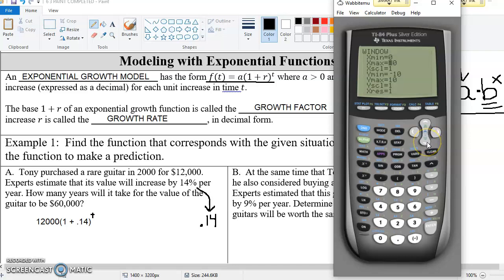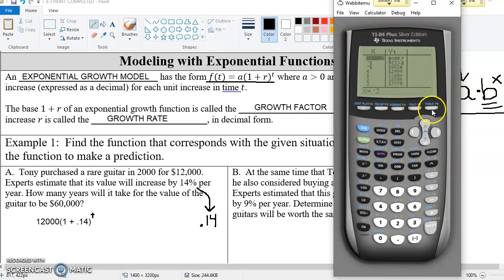Now, the X value represents the number of years. So I'm going to go with 30 years. Why not? I'm just making this up as I go along. And then the value of the guitar, we're hoping that the guitar will eventually be worth $60,000. So we're going to make our window maybe up to $75,000 so that we can watch it work. And here we go. So there's the value of the guitar. It is going up, it is going up, it is going up, it is going up. And one cool thing you can do with these calculators, I mean, we've already talked about the table.